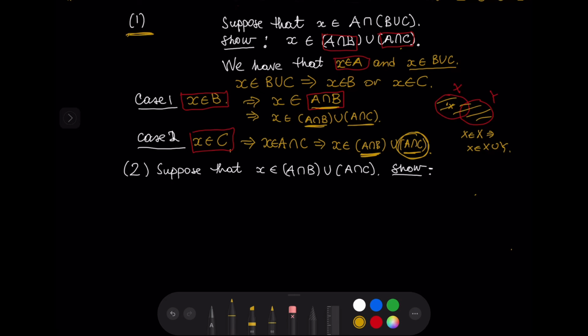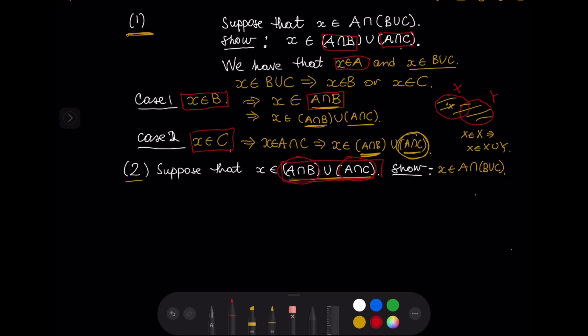So let us now prove the reverse inclusion, inclusion 2. Let us suppose that x is in this set over here, in the set (A intersected with B) union (A intersected with C). We want to show that x is in the set A intersected with (B union C) in parentheses. So again, as before, let us try to understand what it means that x is in this set over here. So x is in the union of A intersected with B and A intersected with C.